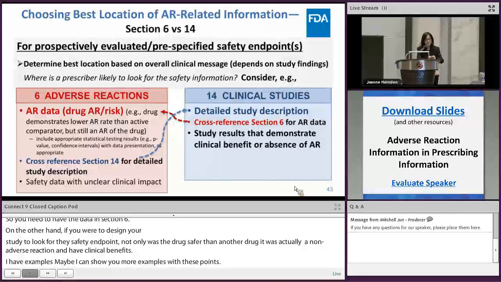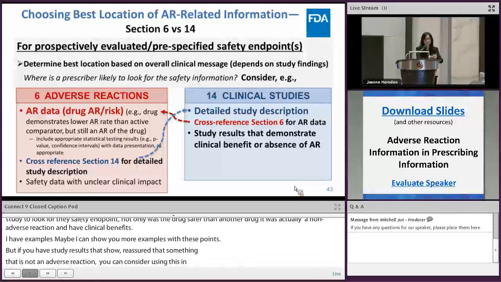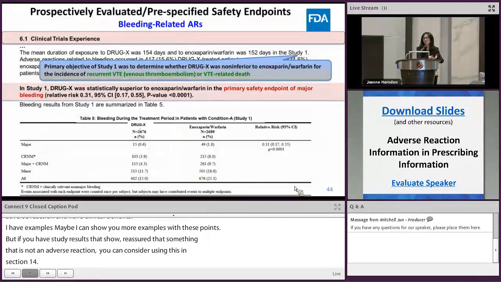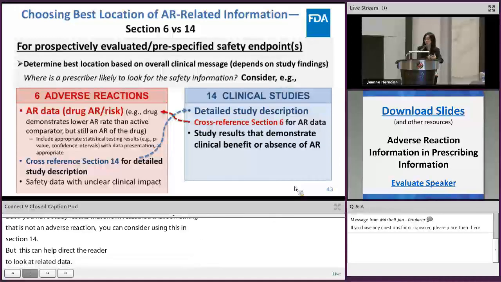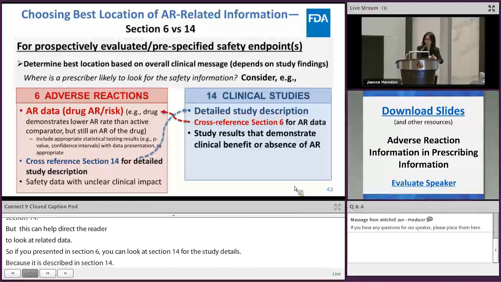Either way, you would use cross-references. As mentioned in the previous talks, cross-references are very much liked and very much encouraged when they help direct the reader to related data in other sections that help complete the picture or give you more details. So if you present it in Section 6, cross-reference to 14 for details of the study design and other details, if it's coming from an efficacy study that's described in Section 14. If you just decide to cross-reference to Section 6 and include the data in Section 6, the cross-referencing will assure that regardless of where you particularly choose to put it, the information will be found.